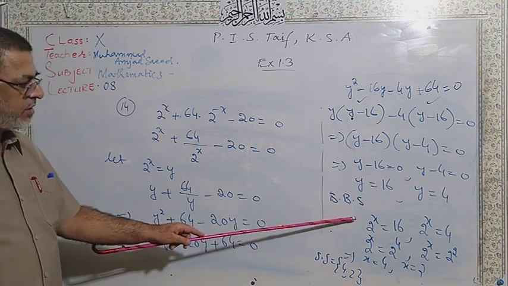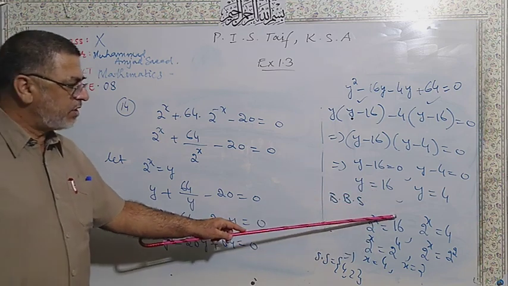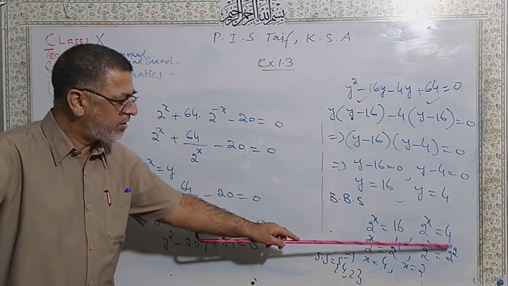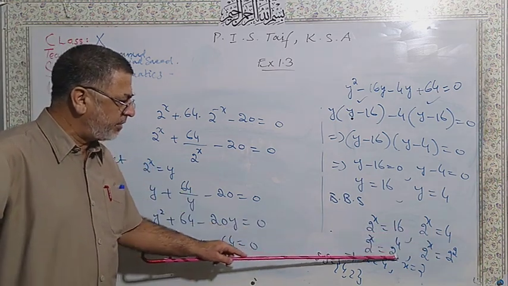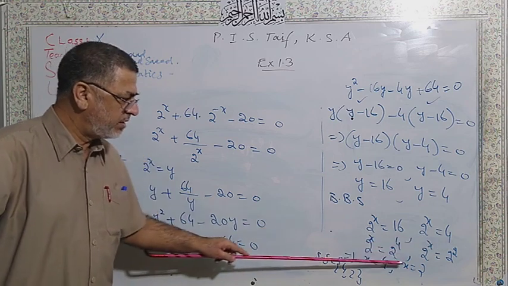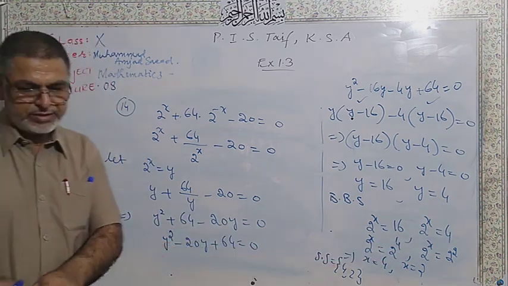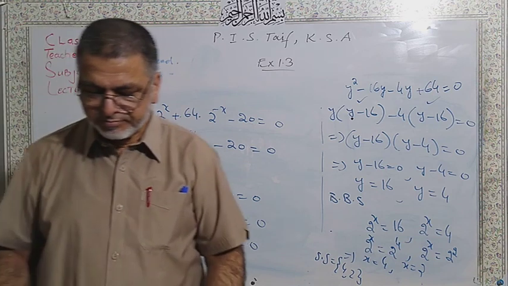By backward substitution, we got the value of x in this way. Actually, 16 is 2 power 4, 4 is 2 power 2. So base is equal to base, power is equal to power. So you got that x is 4 and 2. I hope that you understood this question.